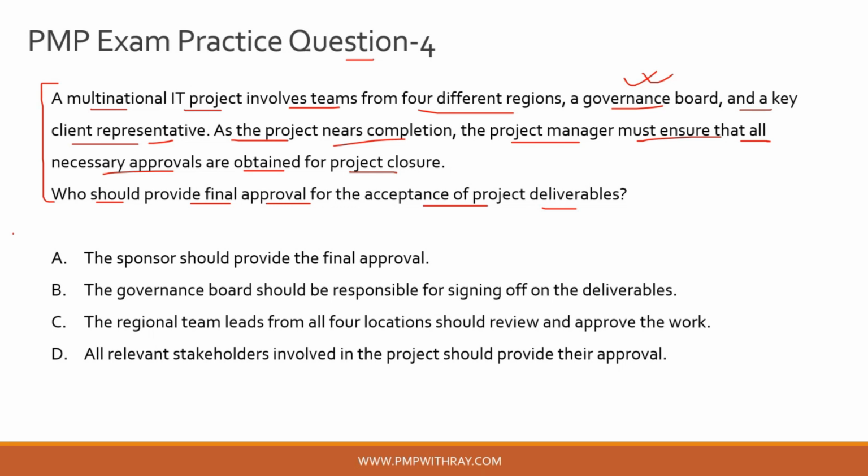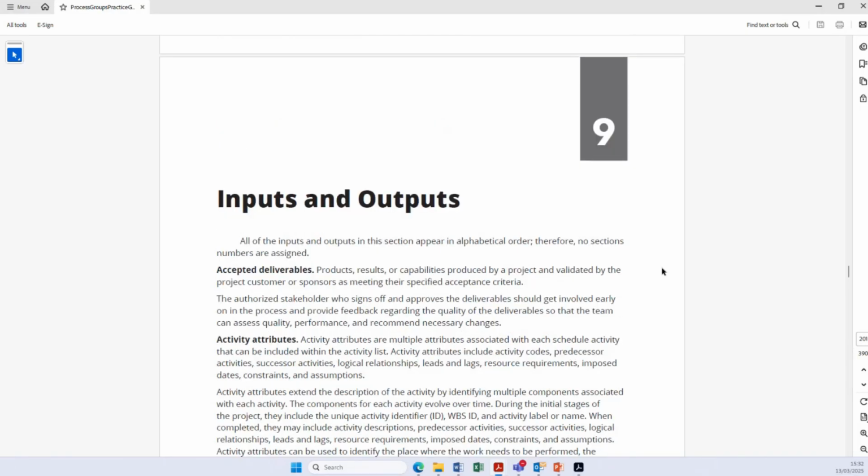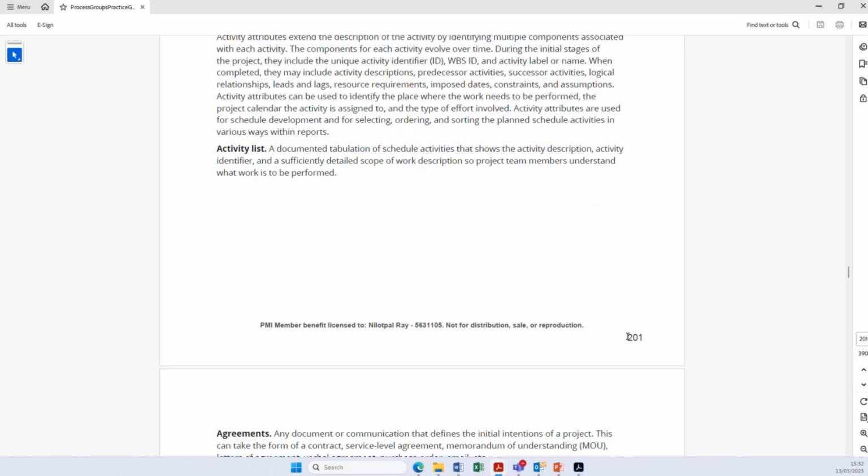Okay, so let's look at the answer options one by one. Option A, the sponsor should provide the final approval. Probably at this point, let me flip the screen and show you the necessary section from the process group practice guide, which will help you answer this question in less than 30 seconds. Right, so I'm in my process group practice guide at the moment and I'm on page 201.